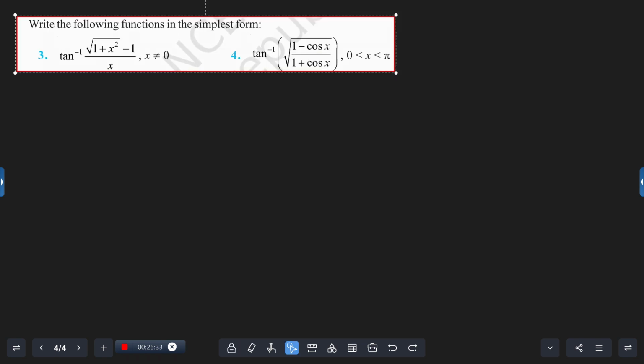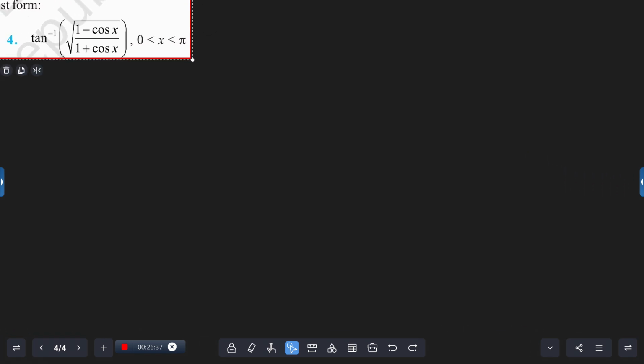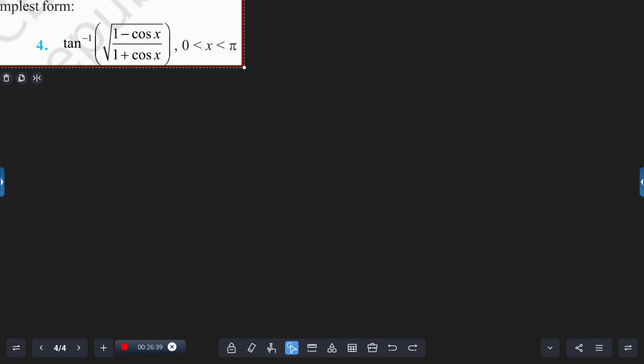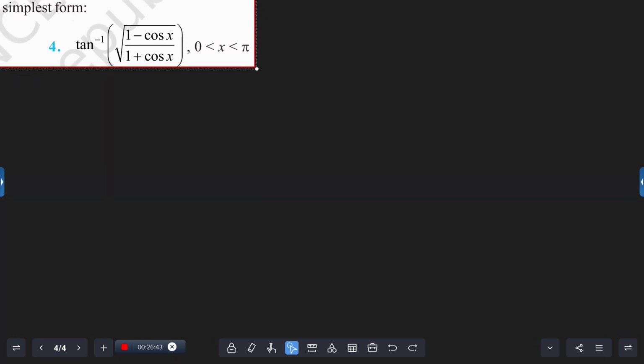So fourth one, third one extra. This is also simplify the expression. Okay, they asked to write in the simplest form. Simplest form of the fourth one they are asking. Listen. Simplest form of the fourth one. We'll complete this video after this fourth one.